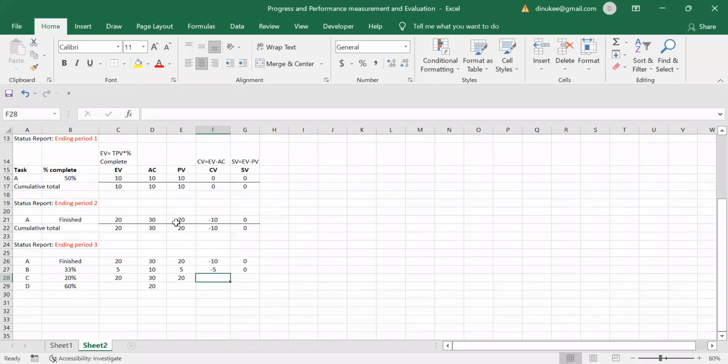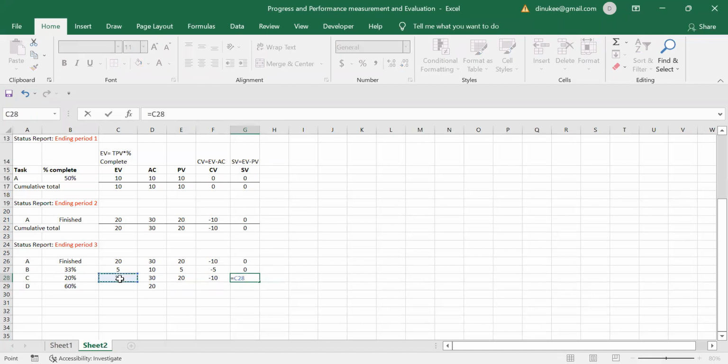And for the cost variance, you have to take the earned value and deduct the actual cost. The actual cost is higher, so it is -10. Right, very good, -10. And the schedule variance is the earned value minus the planned value, so it is 0 here. And now I'm going to do the activity D.